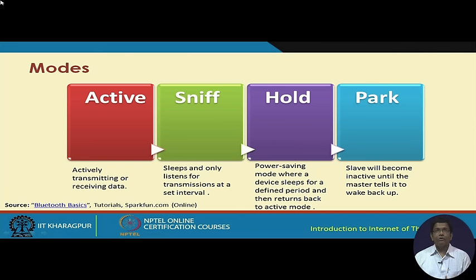In the sniff mode, the device sleeps and only listens for transmission at a particular predefined interval. In the hold mode, also a power saving mode, a device sleeps for a defined period and then returns to the active mode. And in the park mode, the slave becomes inactive until the master tells it to wake back up. So we have these four modes of operation: the active mode, fully transmitting and fully receiving, and the other three, sniff, hold, and park, which are all power saving modes of different types.